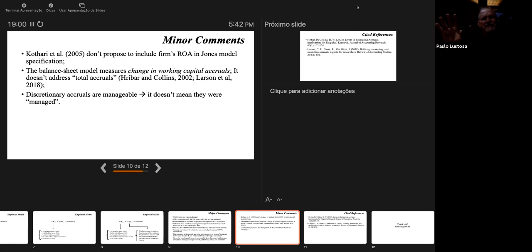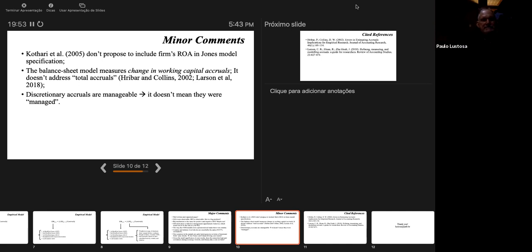They separate two groups, one treatment and one control group, and you know this. From the treatment group, they took out the average ROA of the industry, and then they compare with the other group. They do not include ROA in the specification. But they do a test like this, including in their paper: they include ROA in their Jones model just to compare with the treatment and control group separately. And the separate treatment group gives a better result than including ROA in the Jones model specification.